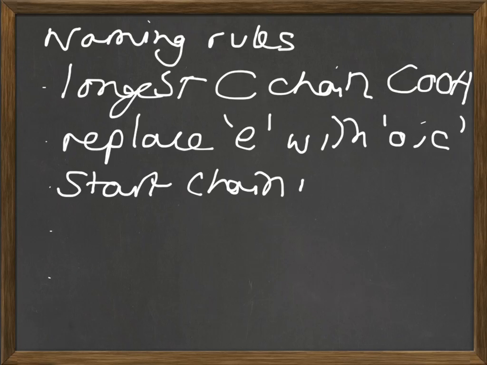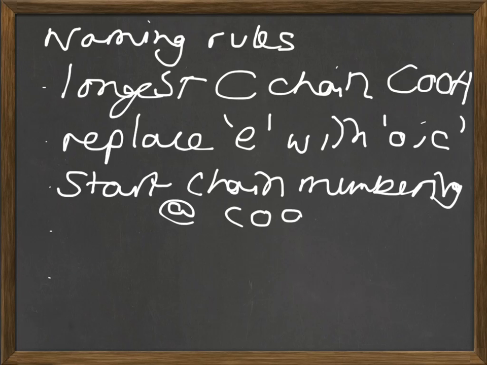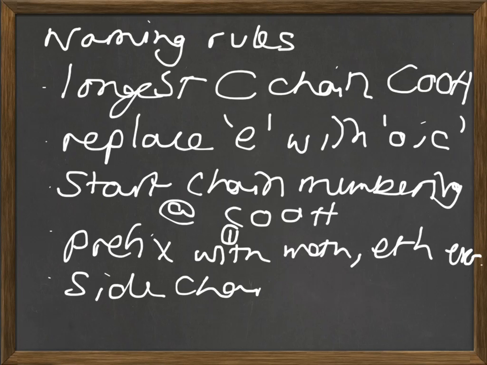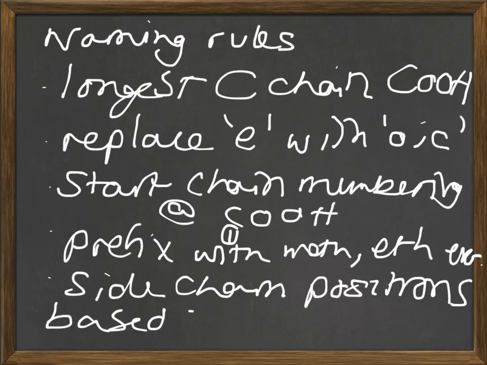Then you start your chain numbering from the carbon on the carboxylic acid functional group. That's carbon number 1. Any prefixes? Well, your prefix is going to be your longest carbon chain, so meth, eth, etc. And then any side chains, they're numbered according to their position relative to your COOH group.